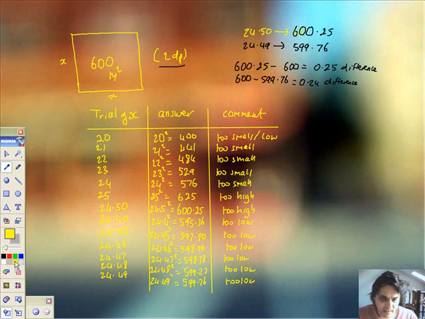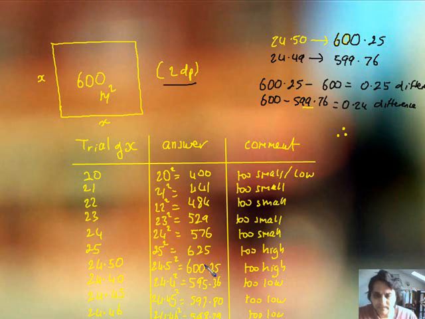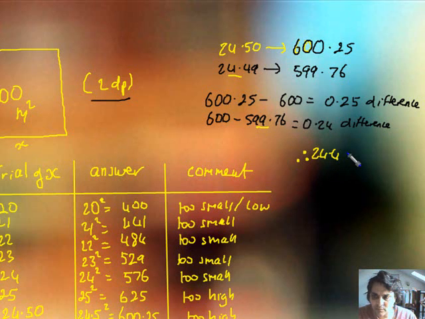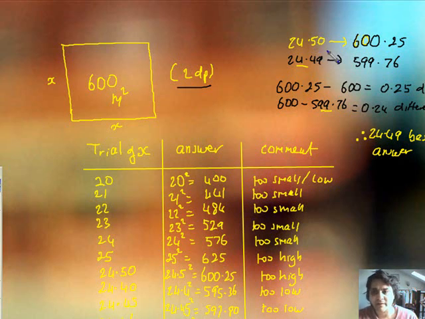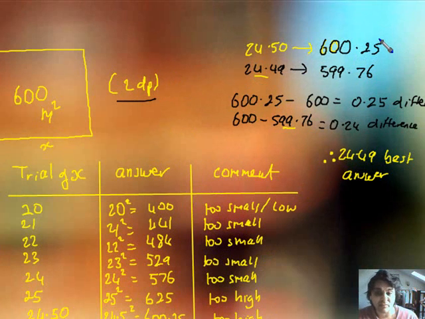Let's just make a conclusion now. Do this in, I don't know, yellow. Here's a conclusion. Therefore, which is closer? It's that one, which was derived from 24.49. Therefore, 24.49 is the best answer, because it gave us an answer that's only 0.24 away from 600, whereas the 24.5 trial gave us an answer that was above by a little bit more. In fact, it was above by a hundredth more.